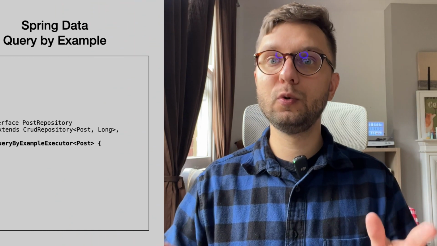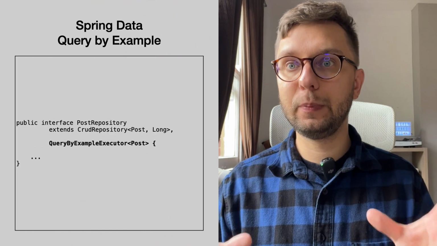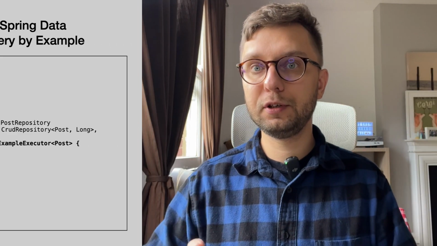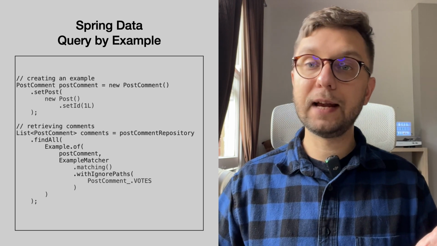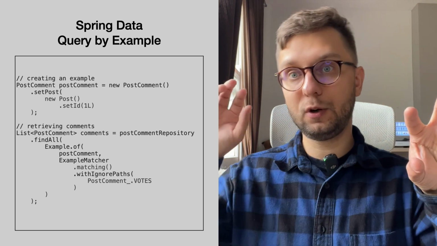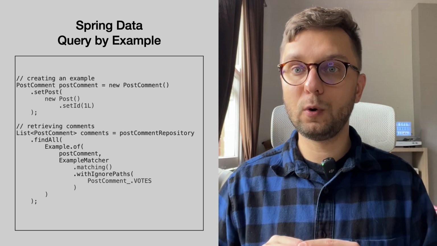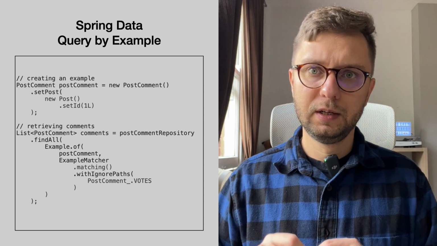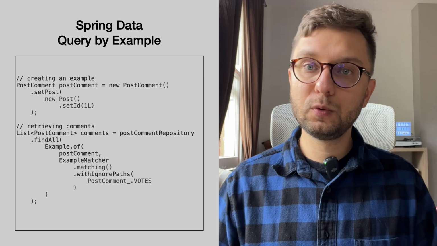But actually that's not all, because Spring Data has another very useful feature and it is Query by Example. To start using it, you need to add an additional interface, QueryByExampleExecutor, to your repository definition and you're ready to start using it. Let's take a look at an example. Let's assume we have a data model with posts and comments and it is necessary to find all the comments that belong to a particular post. This is the example we could use to retrieve them.